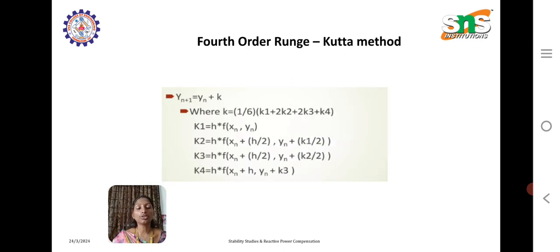For the fourth order we will have k1, k2, k3 and k4, which are a function of x n and y n, a function of x n plus h by 2 and y n plus k1 by 2, similarly with k2 by 2, and similarly x n plus h and y n plus k3. So these are all the basic formulas that we have to know before solving a Runge-Kutta problem. Here we have four orders: first, second, third and fourth.